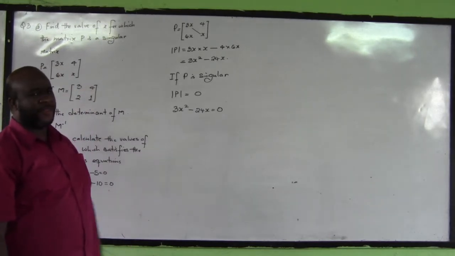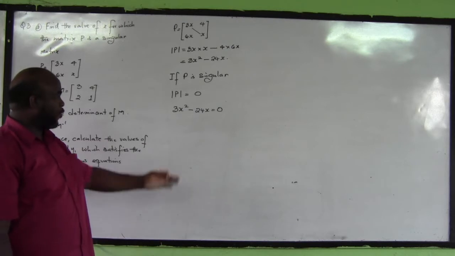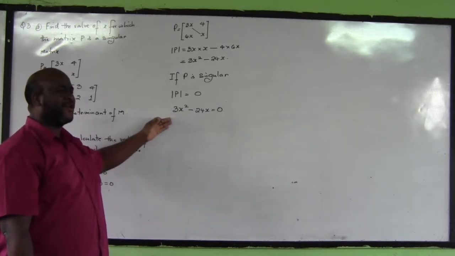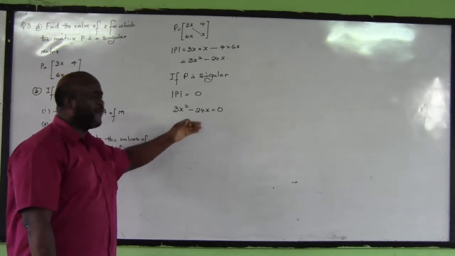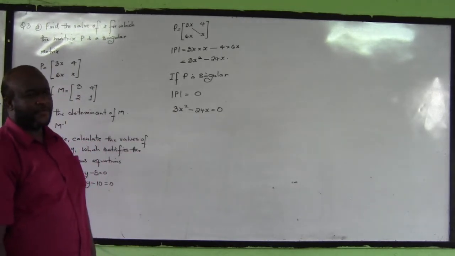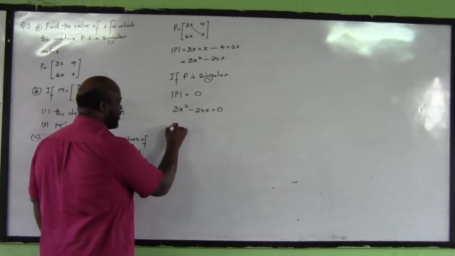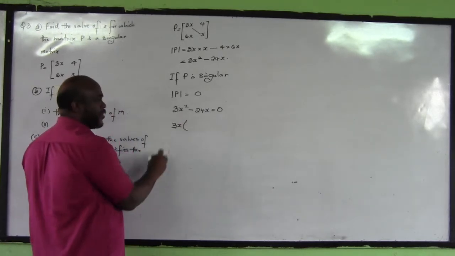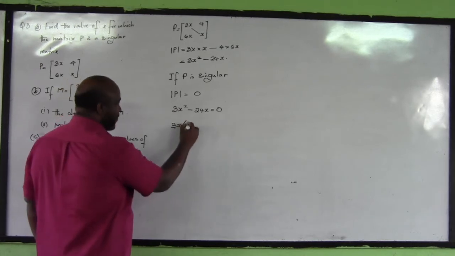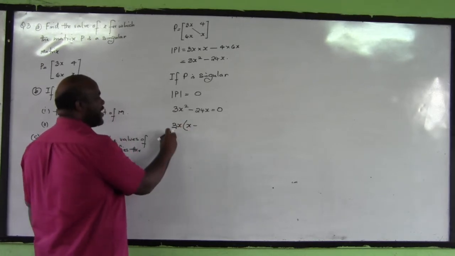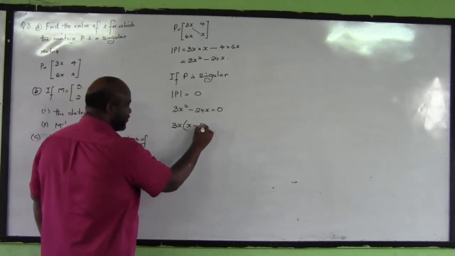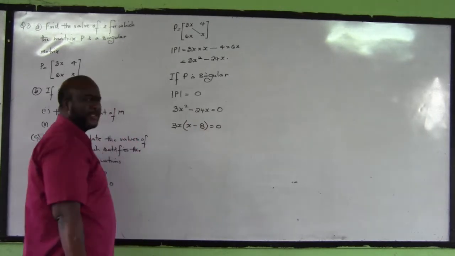I'm going to solve it using the method of factorization. What is common here and here? What is the highest number that can go into 3 and 24 without even a remainder? So I'm going to have 3x. What is 3x into 3x squared? What is 3x into 24x? 8. And this is equal to 0.